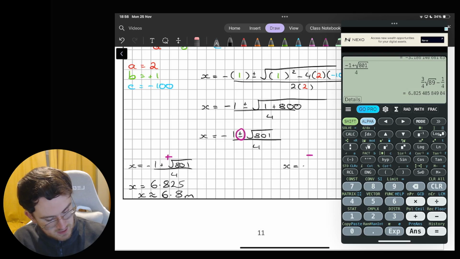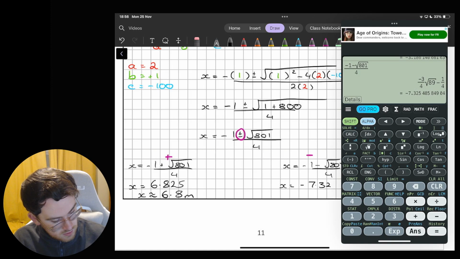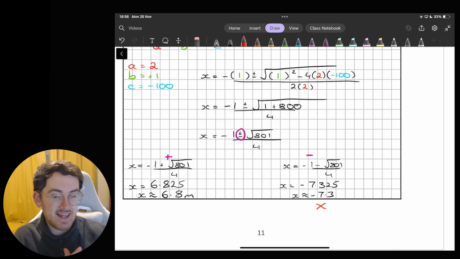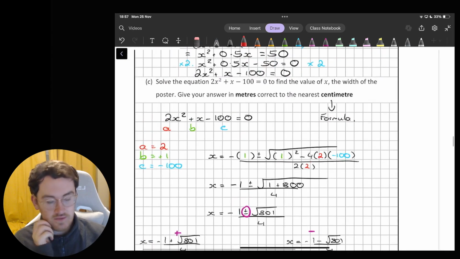And taking the negative side of that, let's look at that. We get minus 7.325, which rounded to one decimal place is minus 7.3. However, because again this represents a length in a shape, it cannot be negative, so it must be the 6.8 for the width of the poster.